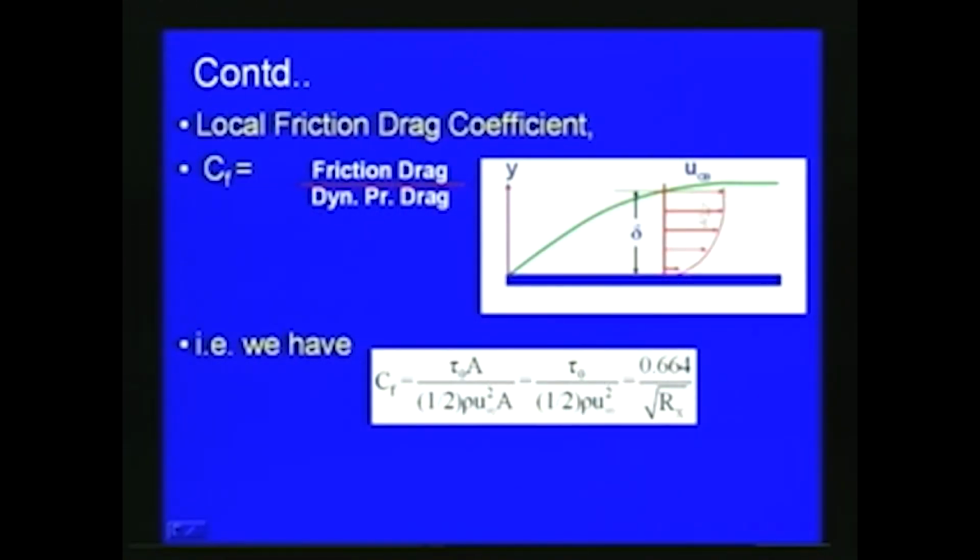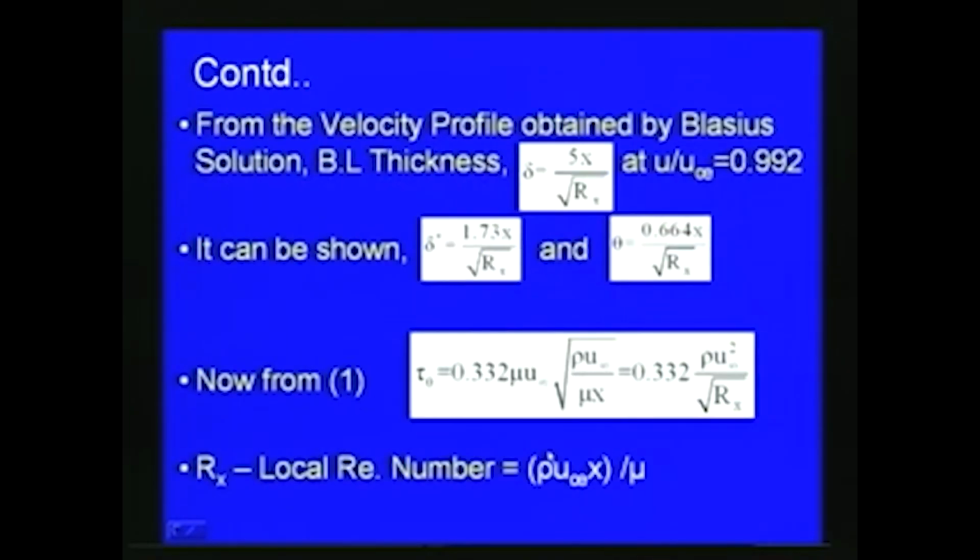And now we want to see the drag effect. When we consider the local friction drag coefficient with respect to this figure, local means at that particular location. So, Cf is equal to the friction drag divided by the dynamic pressure drag. The friction drag is given as tau 0 into A, and the dynamic pressure drag is half rho u infinity square into A. So, this is equal to tau 0 by half rho u infinity square. This he showed with respect to the previous expression for tau 0.